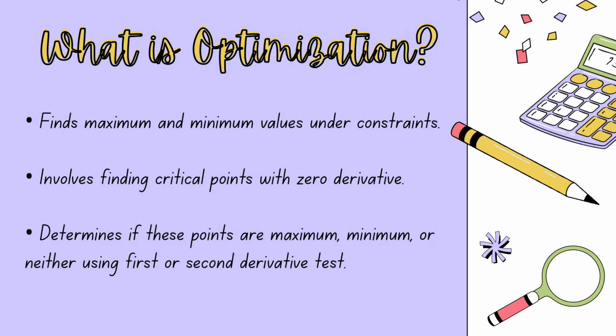What is optimization? It is finding maximum and minimum values under constraints. It involves finding critical points with zero derivative. It determines if these points are maximum, minimum, or neither using the first or second derivative tests.